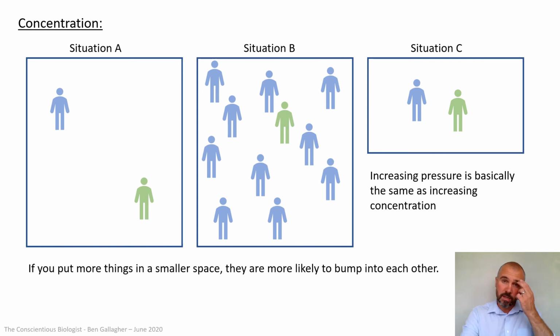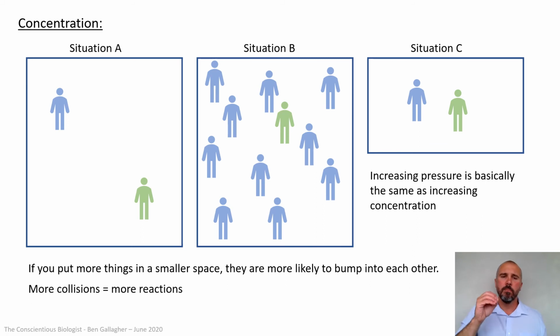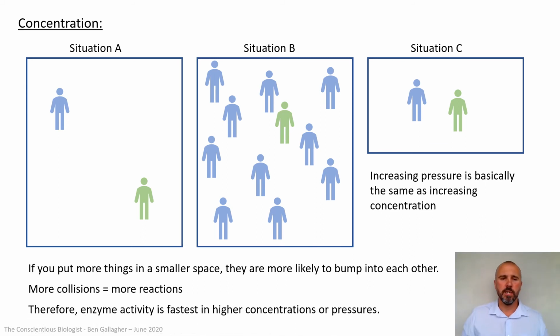If you also increase the pressure, you reduce the space further, you're going to further increase the number of reactions, the number of smears that can happen. So if you put more things in a smaller space, that's two variables there, the number of things and the space, they're more likely to bump into each other, which, as we know from the previous explanations on temperature, we call collisions. Okay, more collisions equals more reactions. So enzyme activity is fastest in higher concentrations or pressures. That should be pretty obvious.